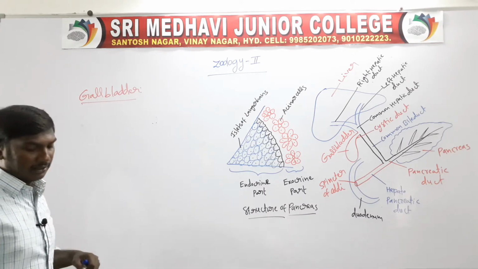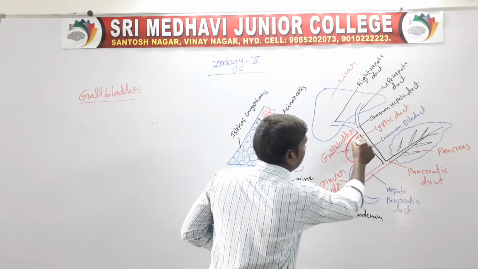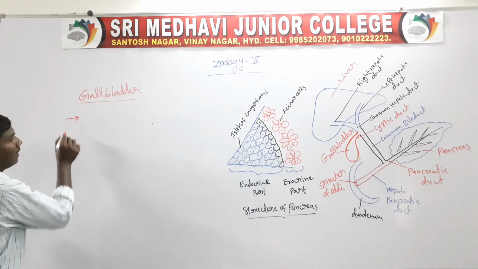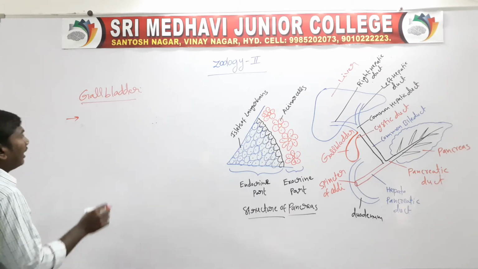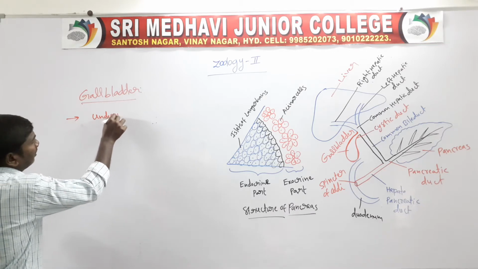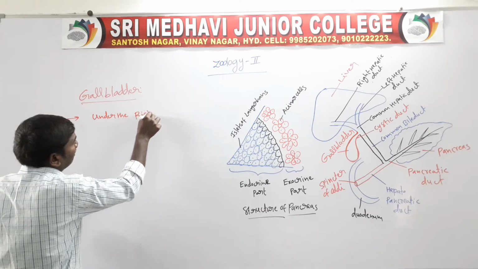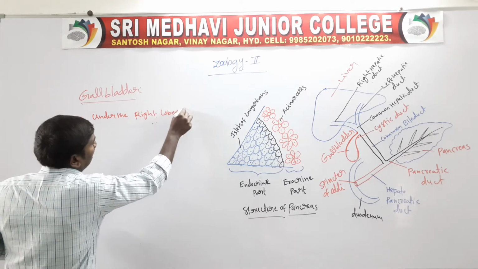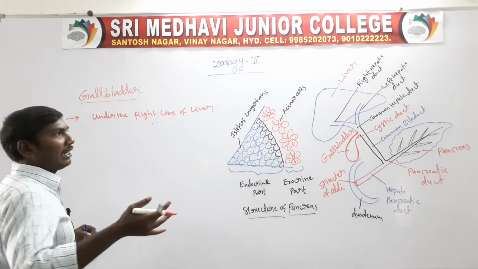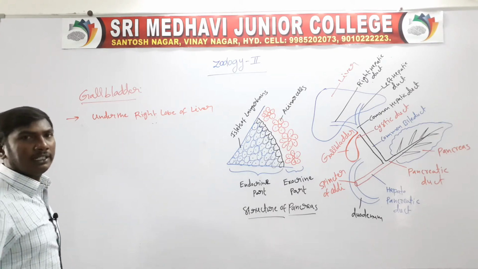First one, the gallbladder. The gallbladder is located under the right lobe of the liver. They are located below the right lobe of the liver.